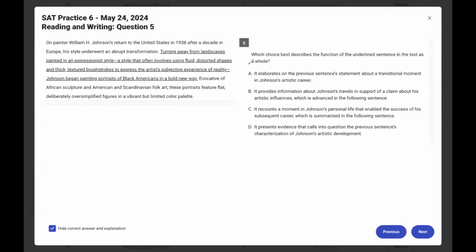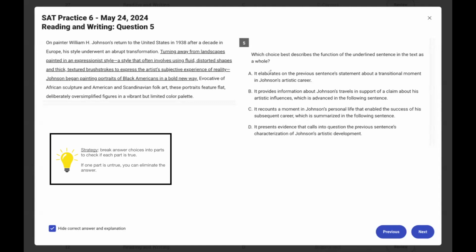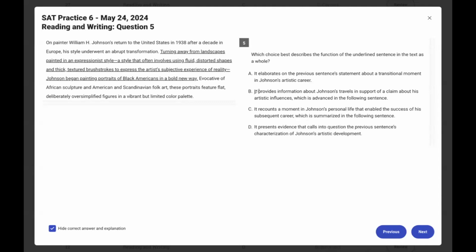So one strategy you could try when working through these questions is to look at the choices as parts. And if even one part of the choice is untrue, you can cross it off. In fact, if even one word is untrue in that choice, you can cross it off. So let's try that now.